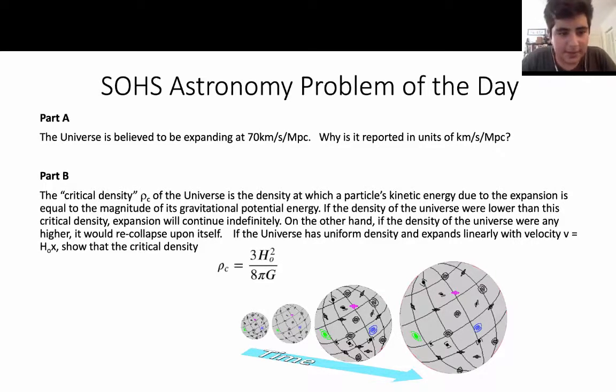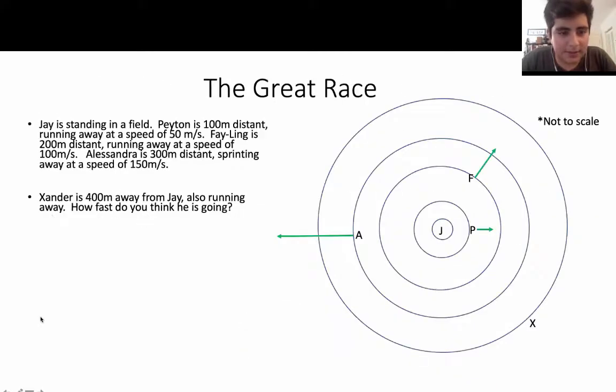So to start off, let's look at an analogy. We have J in this analogy, who's standing in a field at the center, and then we have Peyton, who's 100 meters away from J, running at a speed of 50 meters per second away from him. Then we have Failing, who's 200 meters away, running away at a speed of 100 meters per second. Alessandra, 300 meters away, running away at 150 meters per second.